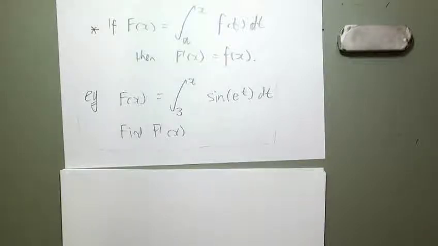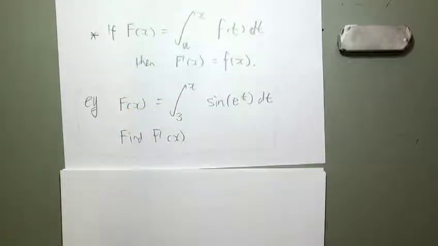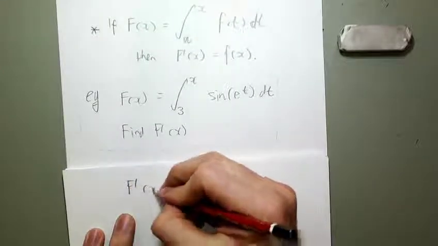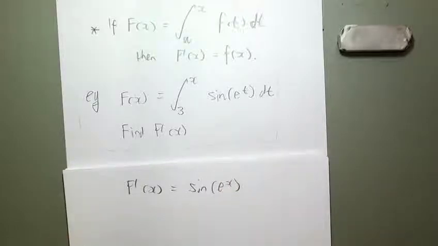So note carefully the goal here is to find the derivative of this function. I do not need to know what this function actually is. I don't need a formula for this function, I just need a formula for its derivative. And that's the clue that you're supposed to use this derivative of an integral thing. So f dashed x is simply sine e to the x. Yay.